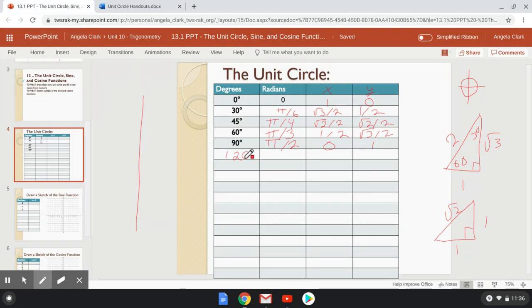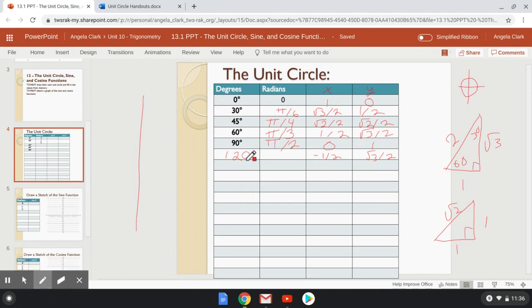So these numbers that I'm going to put in here are going to be the same as these, except x is going to be negative because now we're over here on the negative x side of things. So this is going to be negative 1/2 and negative square root of 3/2. Nope. Y is still positive. Y is still positive. So this is actually positive square root of 3/2. So negative 1/2, but positive square root of 3/2 because y is positive over here.